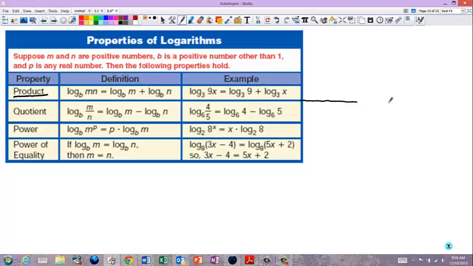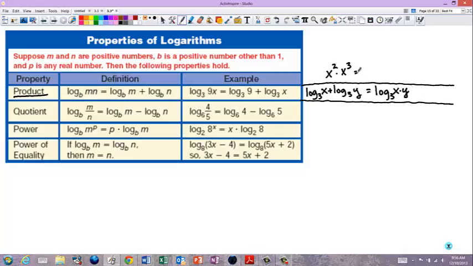I can also condense it by saying if I had log base 3 of x plus log base 3 of y, I can put that together and say log base 3 of x times y. And that should make sense because if you think about x squared times x cubed, when you multiply like bases, what do we do with our exponents? We add them. Okay, so if you add logs, then you multiply what's on the inside.